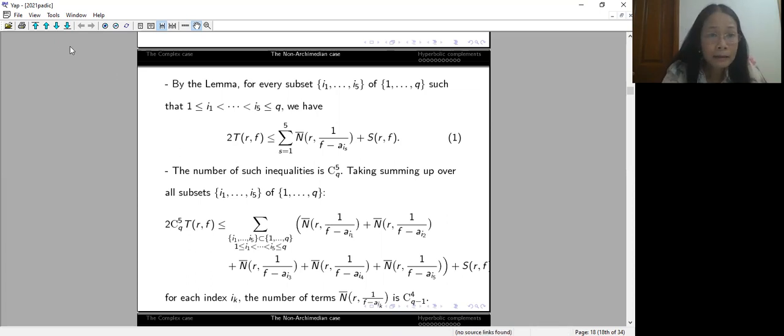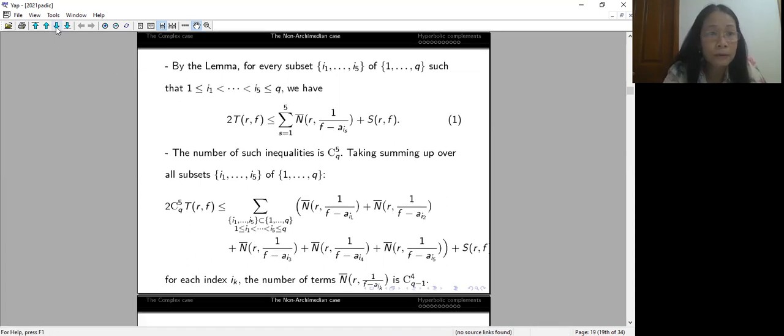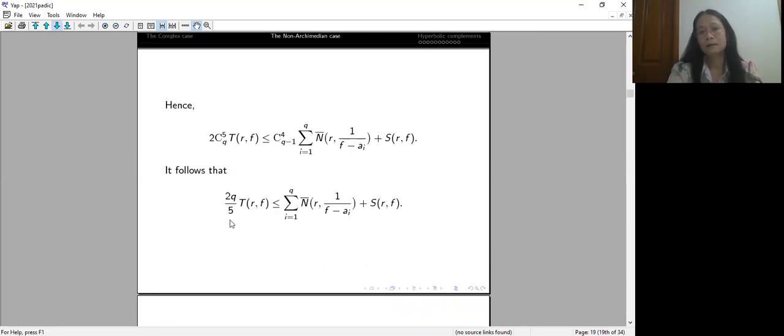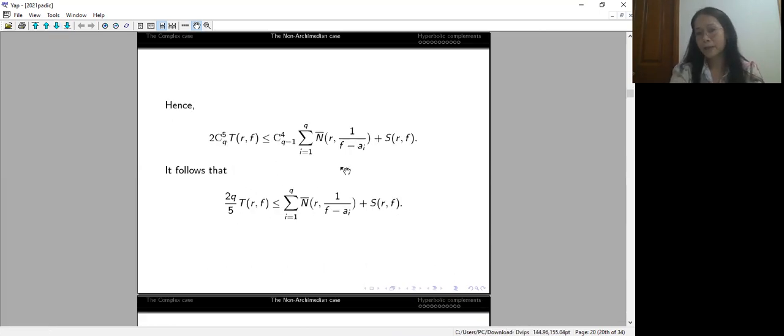So after that, we can conclude our second main theorem ignoring multiplicity, and then we can get the corollary. Okay.